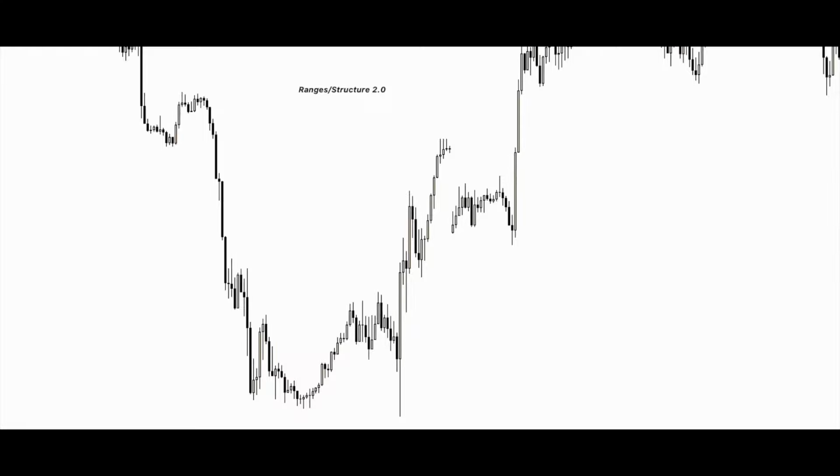Without further ado, let's get started. As you can see, price established a weak low, retested and continued, using this weak low as an overall target.